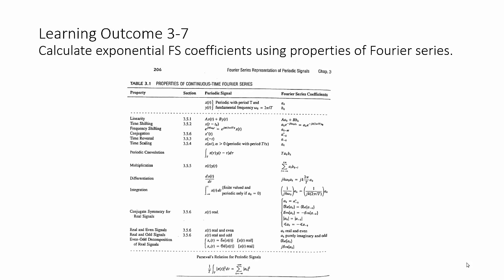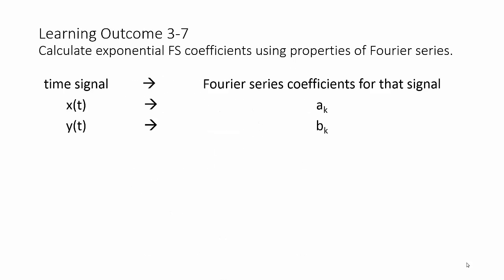Table 3.1 in your book on page 206 shows the properties that exist for Fourier series. I'll demonstrate how a few of these work. You'll work with a few of these in lab number 6, and then we will use something very similar to this in future chapters because these ideas hold with the mathematics of other things we'll be doing.